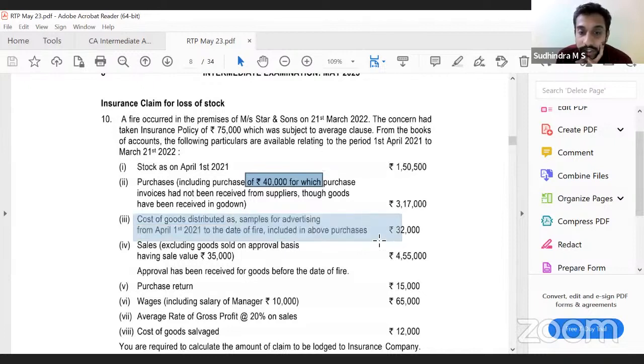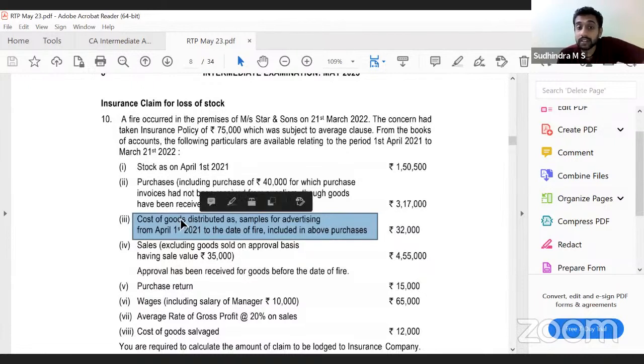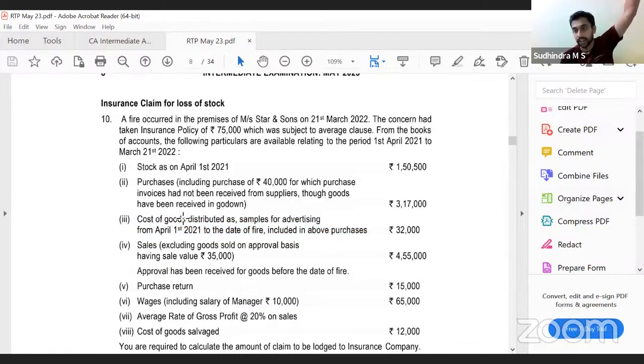Then what should we do with this? Add, subtract, nothing to do? Less from purchases. We have to subtract because these goods moved out of the entity as advertisement. So reduce it from purchases.